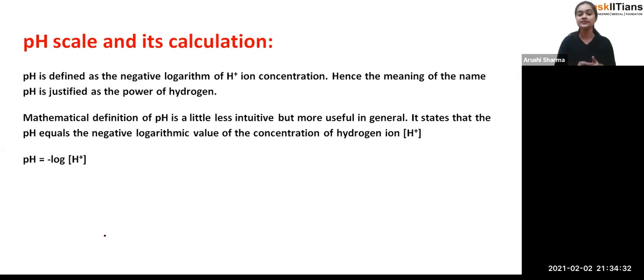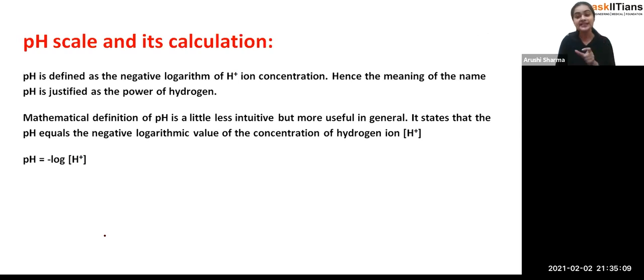Now students, you may ask, ma'am, what is the pH scale? Just try to remember the concept of strong acids and strong bases, and weak acids and weak bases. To differentiate how strong or how weak an acid or base is, on the basis of strong acid and strong base, or weak acid or weak base, we have one concept, that is the pH scale.